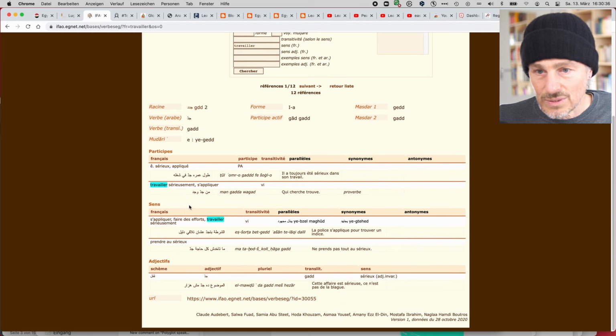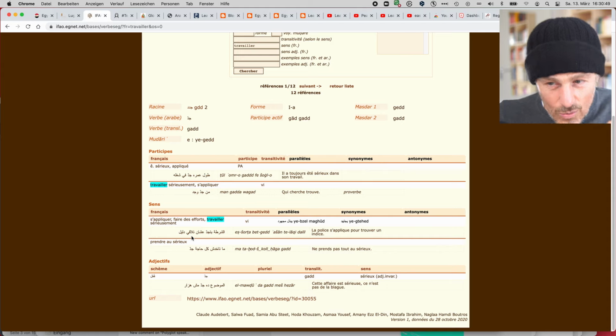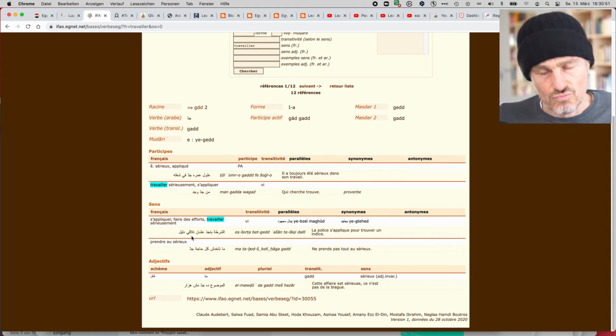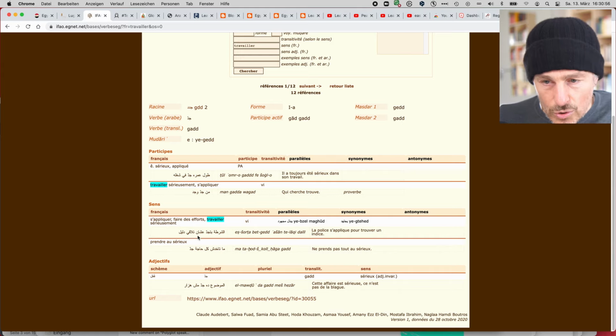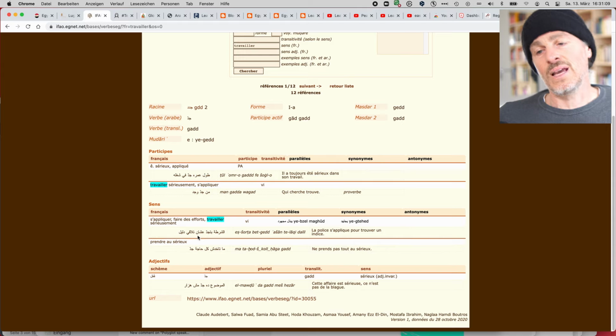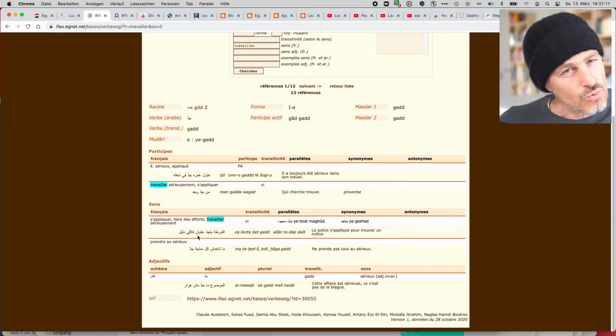You get the forms, you get the meaning, which is s'appliquer, faire des efforts, travailler sérieusement, c'est ce que je fais là maintenant. Bon, but I don't want to talk French. Okay, so it means like work really hard, you know, work in a serious manner. So, well, you have shurta. Yeah, that's what the police does. The shurta. And the police s'applique pour trouver un indice. Yeah, they try to find proof.